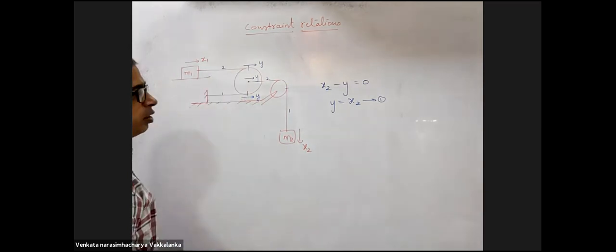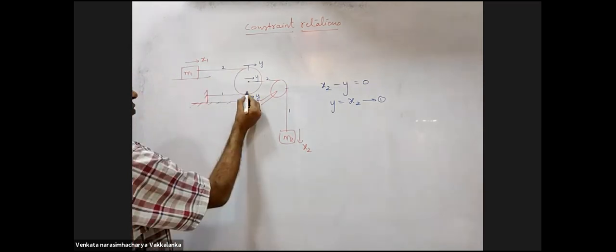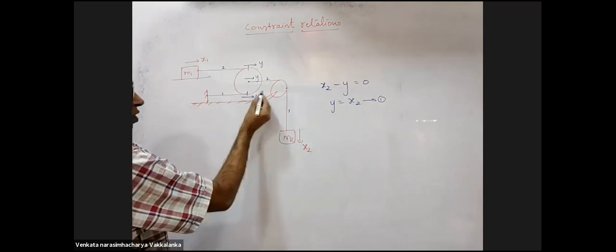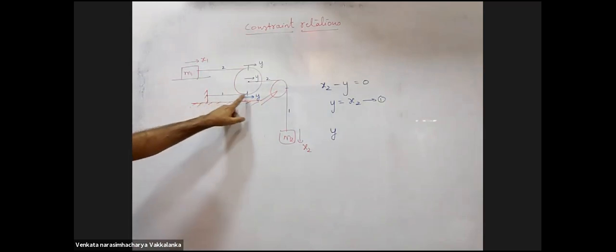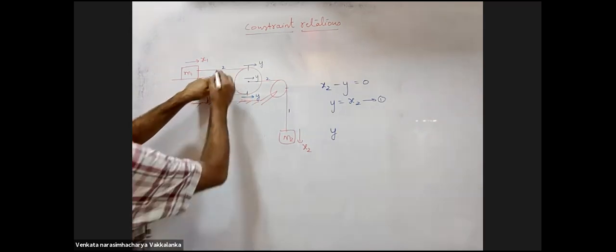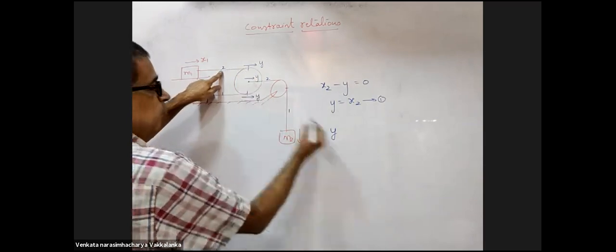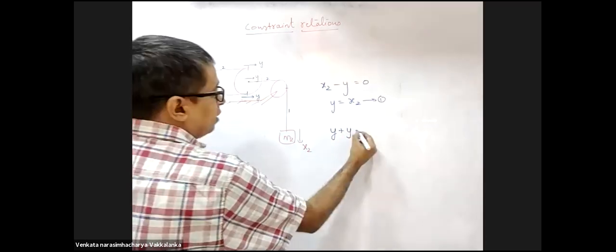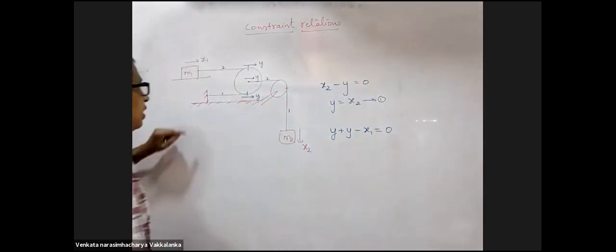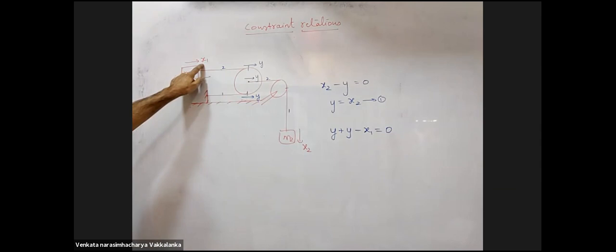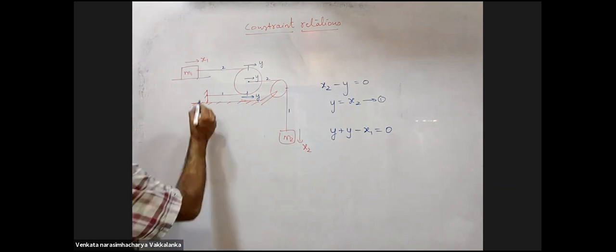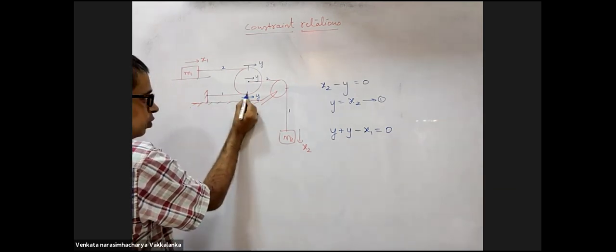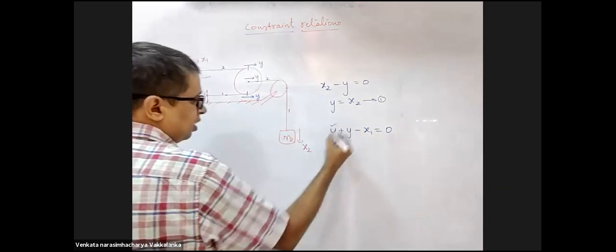Segment 1 and segment 2. Segment 1, left end is fixed, right end is moving, plus y. Segment 2, right end is moving by a distance of plus y, left end is moving by a distance of minus x1. Moving towards the center of the segment, minus. Moving away from the center of the segment, plus. This is not moving, I put it as 0. This is moving away from the center, I put it as plus y.